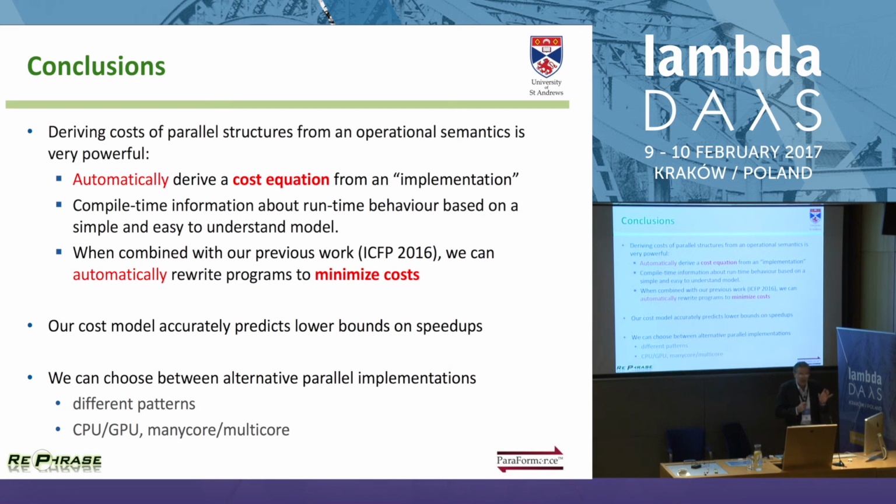We accurately predict lower bounds on speedups, and we verified that empirically, and we can choose between different alternative parallel implementations. So you can use this to reason about the parallelism in your program, work out which one is best in a provably correct way. So you can choose different patterns for implementation, or you can say, well, actually, say I wanted some of the processors to be CPUs, some others to be GPUs, or say I had many, many cores, all of them very lightweight, and a few big ones, which are much heavier weight. What's the best implementation in that situation?